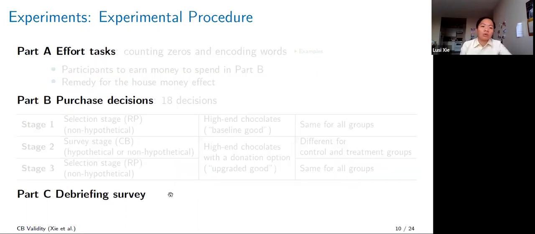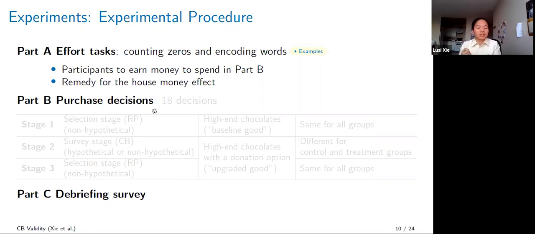And with that decision mechanism in hand, we designed experimental procedures that consisted of 3 parts: effort task, purchase decisions, and debriefing survey. So everyone went through all those 3 parts. The first part, effort task, has 2 kinds of effort tasks. One is to count zeros, another is to encode words. This is for participants to earn money to spend in the main purchase decision. And it's also a common practice to remedy the house money effect in experimental economics.